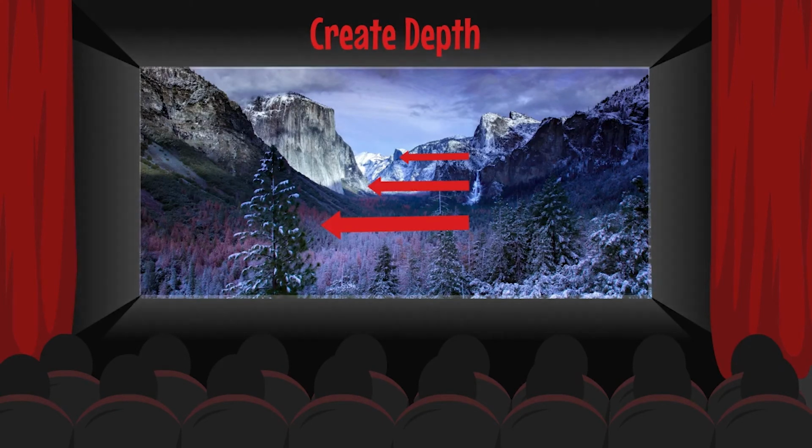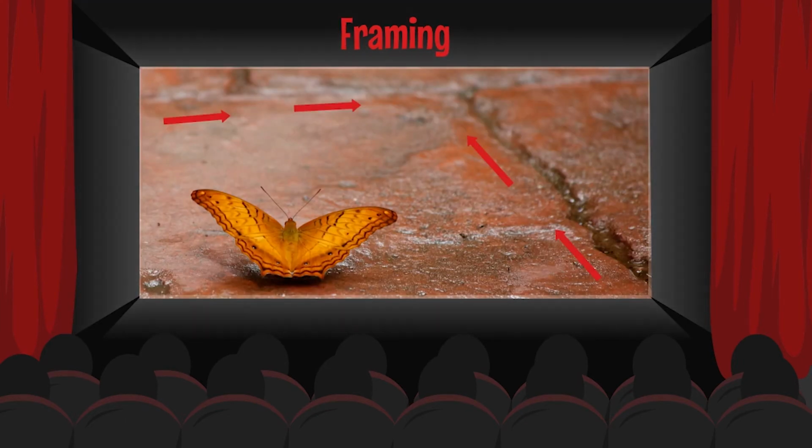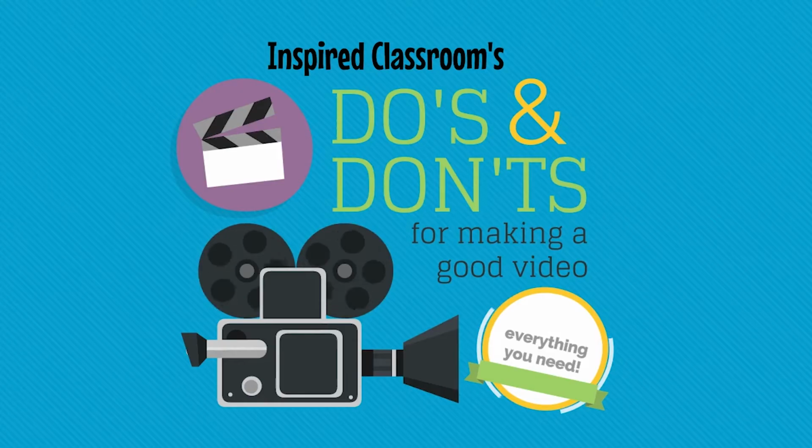Create depth. Creating depth makes your shots more exciting if done correctly. To do this, make sure there are subjects in your foreground, middle ground, and background. This will give the appearance of dimension to something that is viewed as two-dimensional on screen. Framing. Finally, the world is filled with natural frames, such as trees and archways. These are useful to draw focus to your subject.